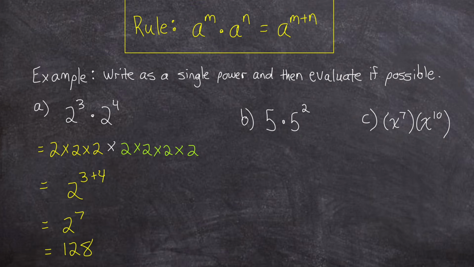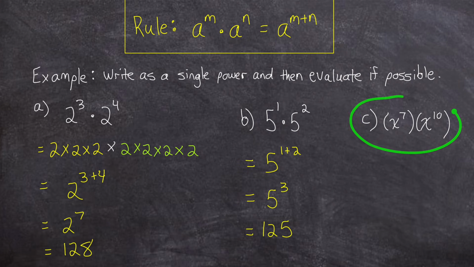In part B, I see I have two powers of 5 being multiplied together. When multiplying powers of the same base, I can keep that base the same, so I can keep the base of 5, and then I have to add their exponents. But I don't see an exponent on my first power of 5. If you don't see an exponent, there is an invisible exponent of 1 there. So to get my new exponent, I just do 1 plus 2, which means my new power is 5 to the power of 3, which is 125.